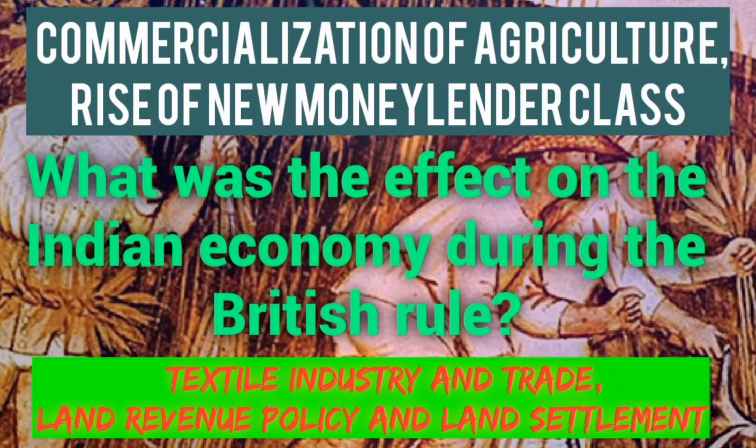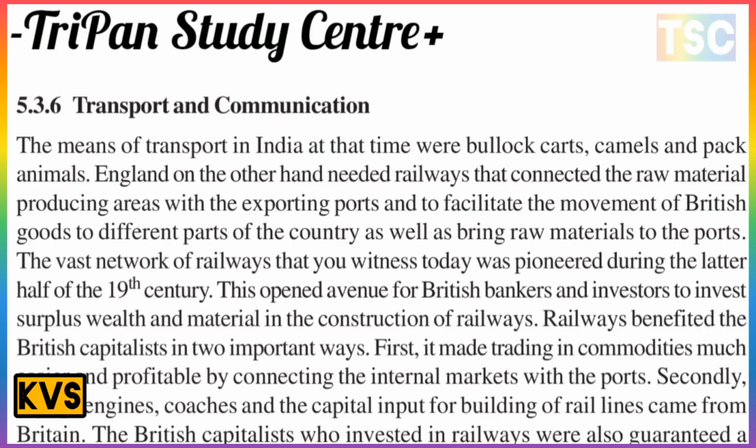The next heading: transport and communication. The means of transport in India at that time were bullock carts, camels, and horses as pack animals. England, on the other hand, needed railways that connected the raw material producing areas with exporting ports and facilitated the movement of British goods to different parts of the country, as well as raw materials to the ports. The vast network of railways that you witness today was pioneered during the latter half of the 19th century.